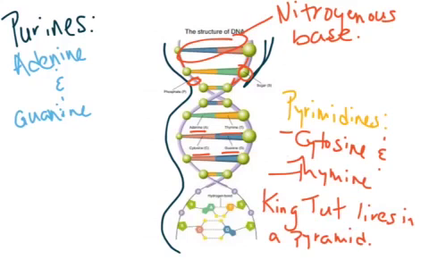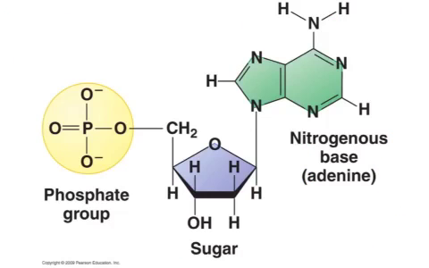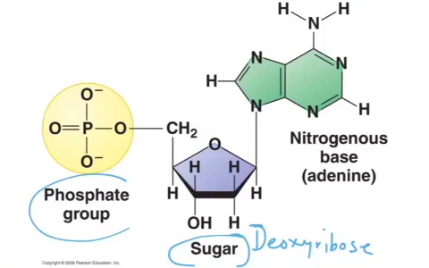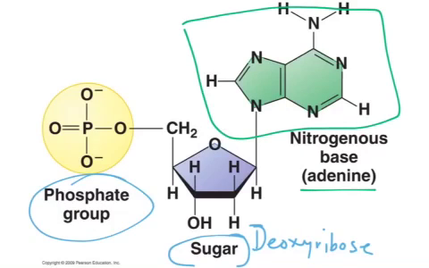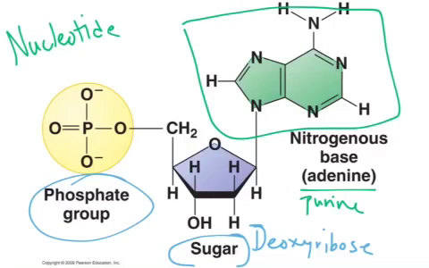Now, when you actually put these things together, you're going to make up what's called a nucleotide. So when you put together the deoxyribose sugar here, and the phosphate there, and add in a nitrogenous base, and in this case we're looking at adenine, which is a purine, you make up what is called a nucleotide. So that's what this picture is here.